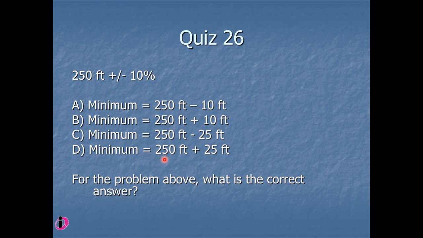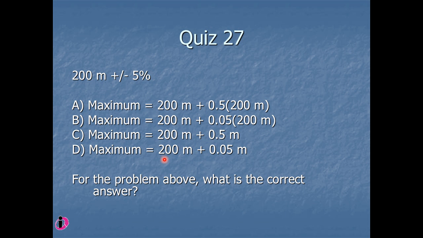What would be the minimum? Again, 250 feet minus 25 feet. So the right answer is C. So now you know the range. The minimum would be 225 feet in this case.